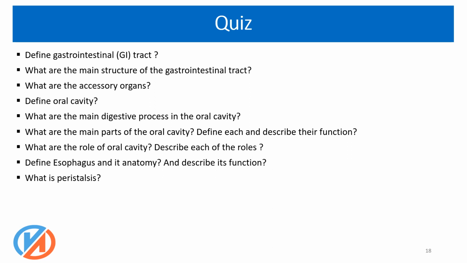Define oral cavities. What are the main digestive processes in the oral cavities? What are the main parts of the oral cavities? Define each and describe their function. What are the roles of the oral cavity? Describe each of the roles of the oral cavities. Define the esophagus and its anatomy and describe its function. What is peristalsis? And try to discuss these questions for yourself and try to make an answer for them, and conclude what you have learned or what we have discussed so far.